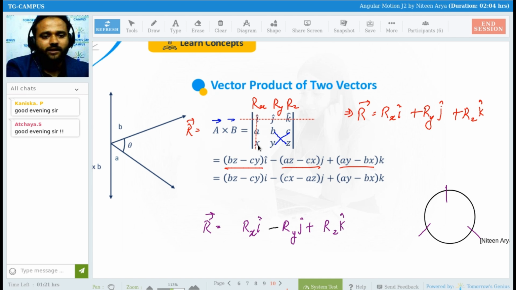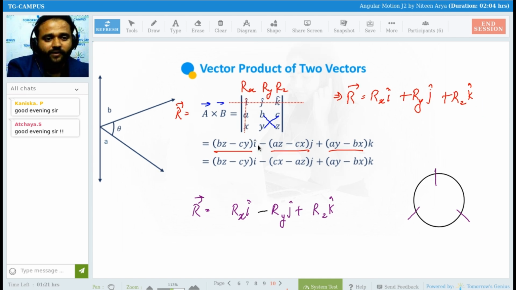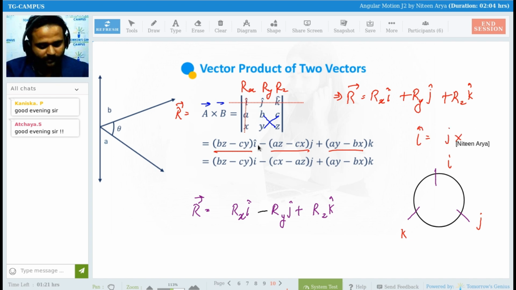Just you can see this, and that is very general and very important to find the direction. This is i, j and k. Whenever you are going to do the clockwise motion, clockwise motion gives you positive sign. In vector product, i you can find j cross. Okay, wait a minute. As you can see, i, j, k, right?